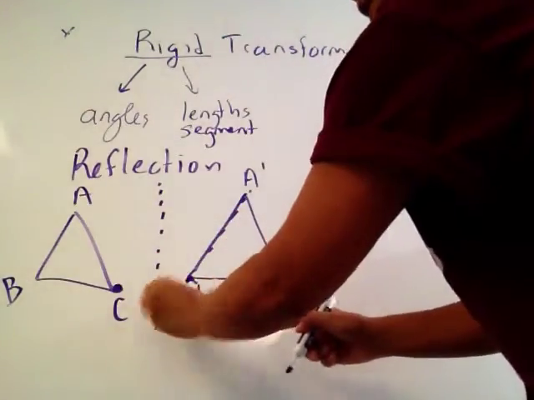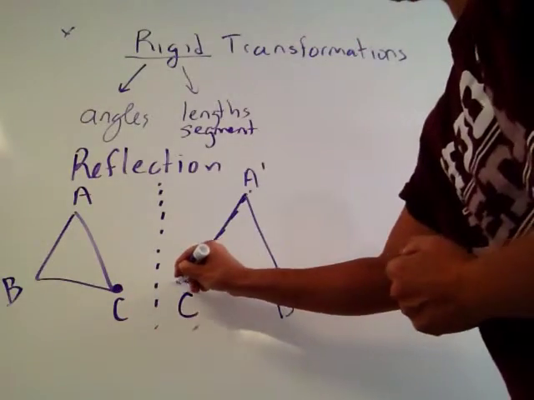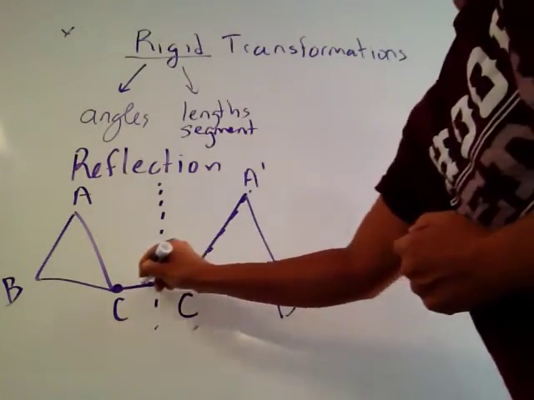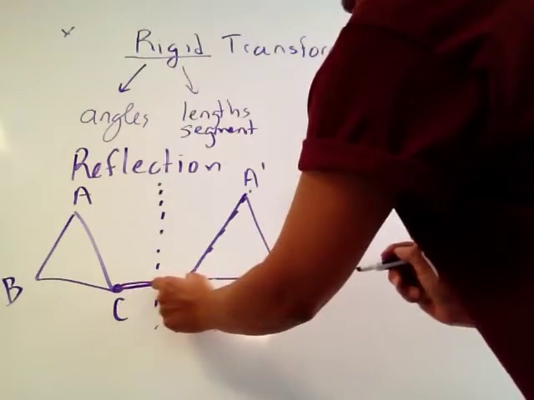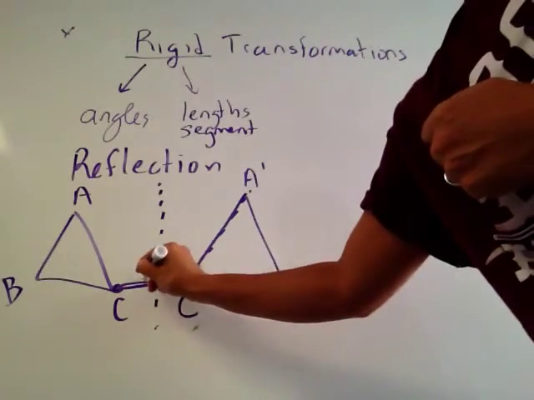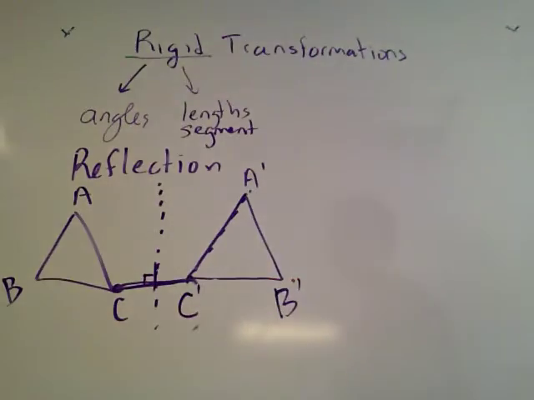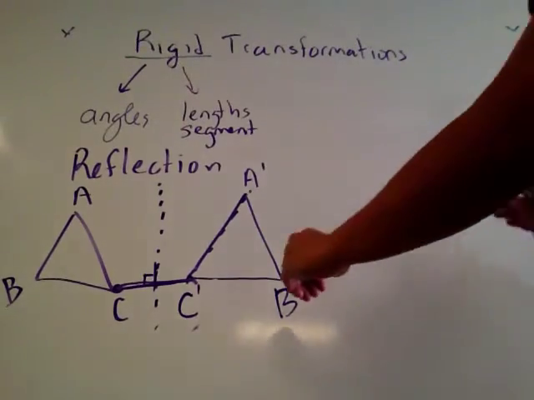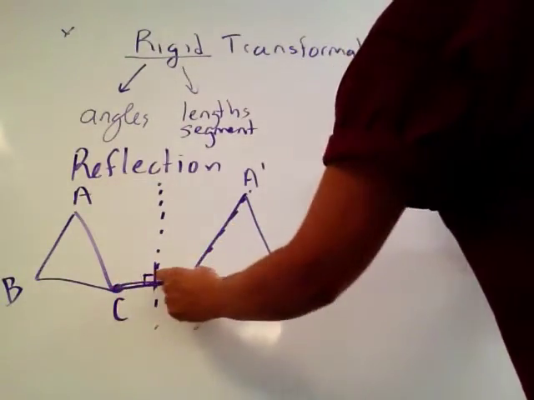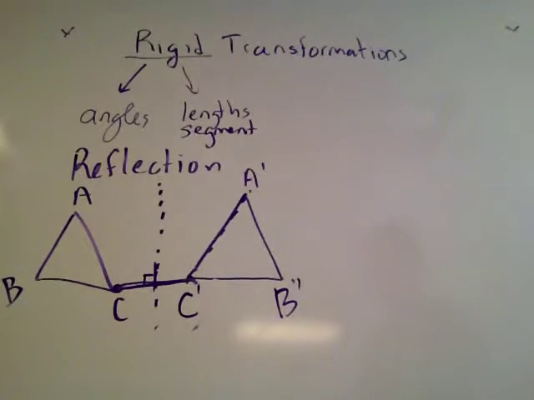When I reflect stuff, this distance from here to here, if I connect this, it's the same distance away from the line. And also, the distance that I'm talking about is perpendicular to that line. So it doesn't show up just anywhere. I'm going to go the same perpendicular distance away, and every single point does that.